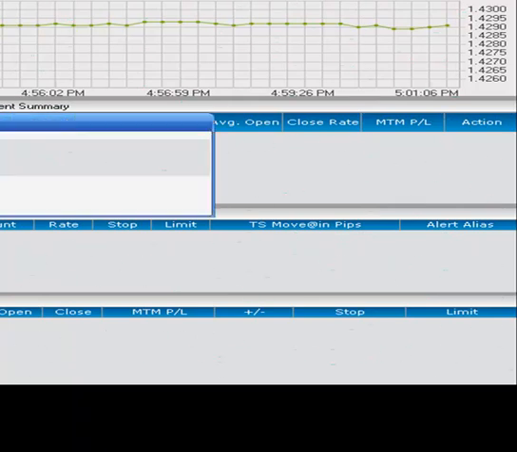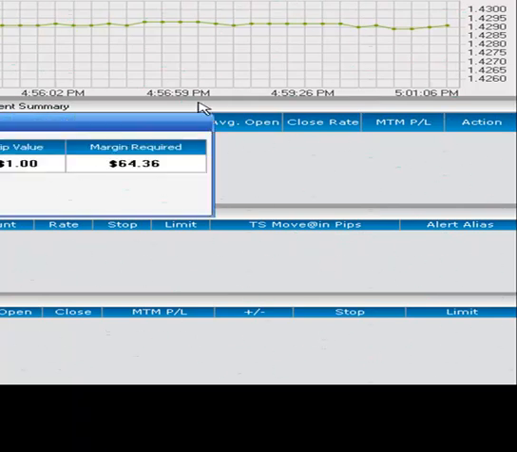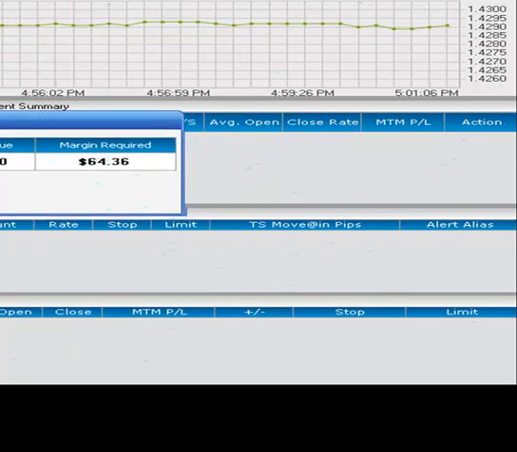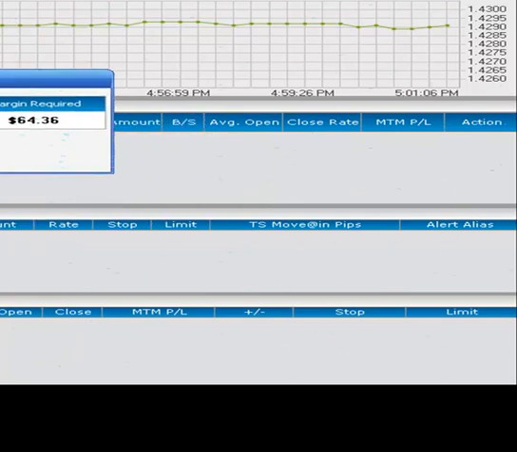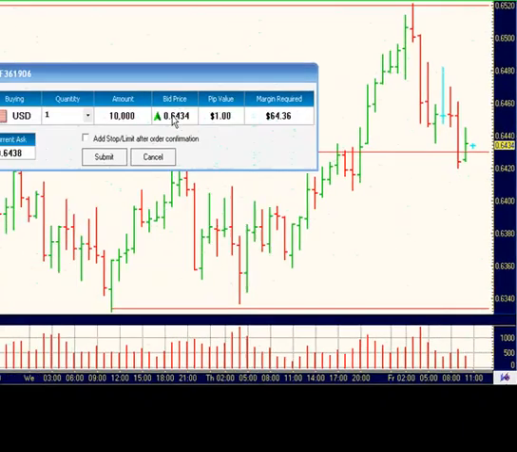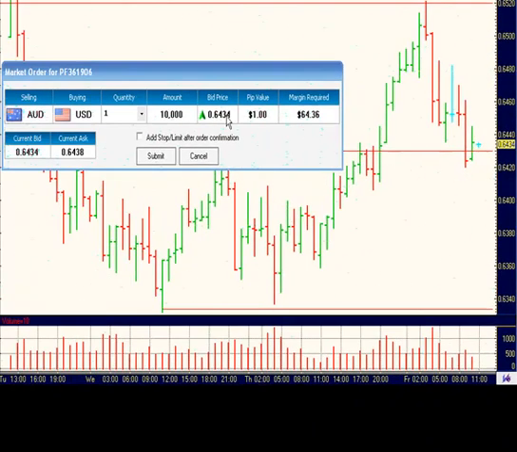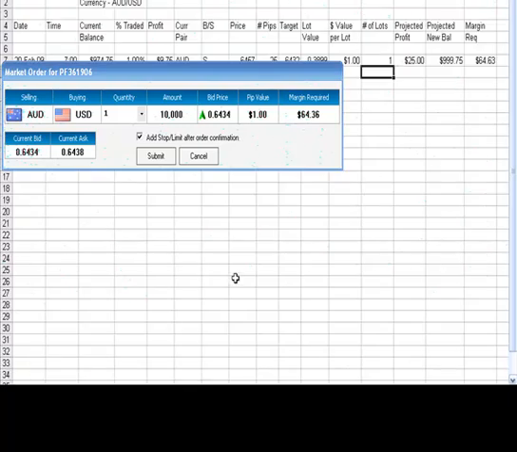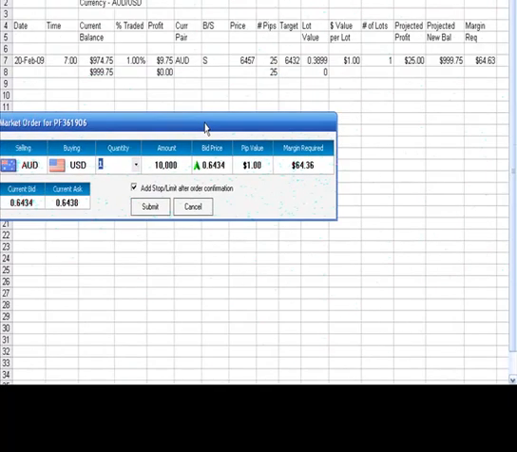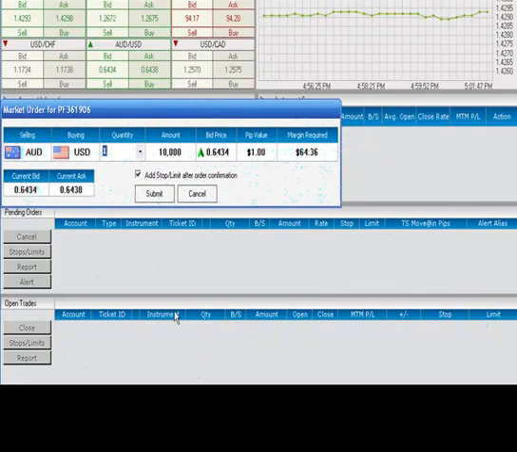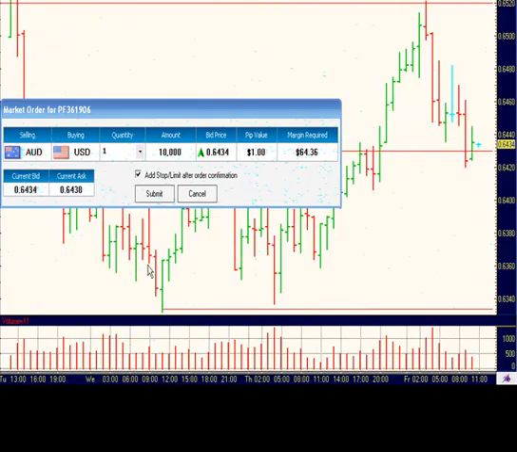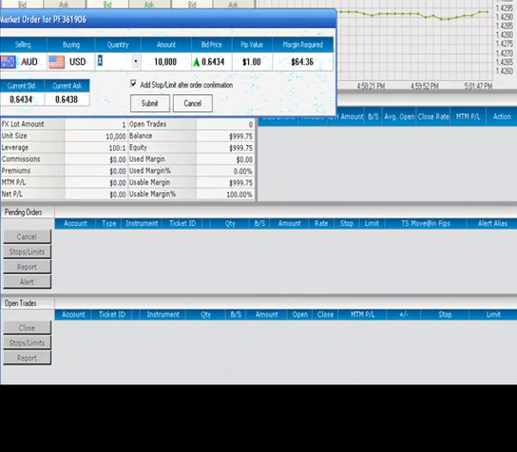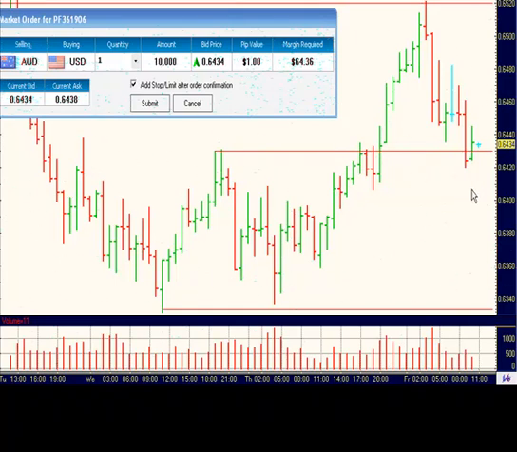Buy, sell. Now let me go back to the charts. You notice it stays here. That's what I want it to do. I'm going to add. Now for one lot, it's going to cost me 64.36 to do that. I'll go to my spreadsheet after it's all done. Okay, back to the charts here.